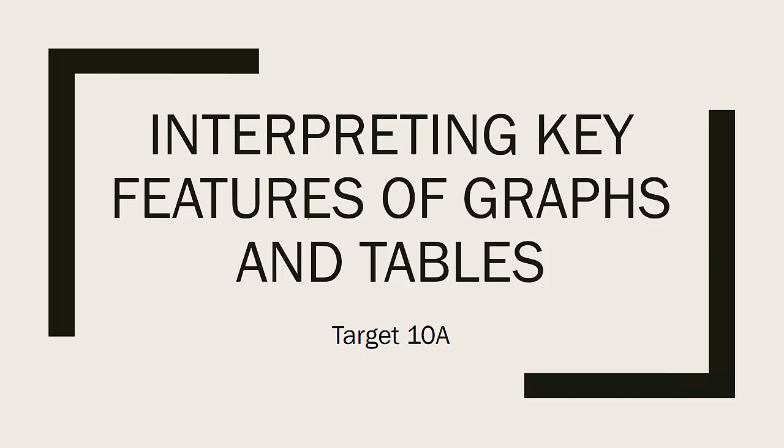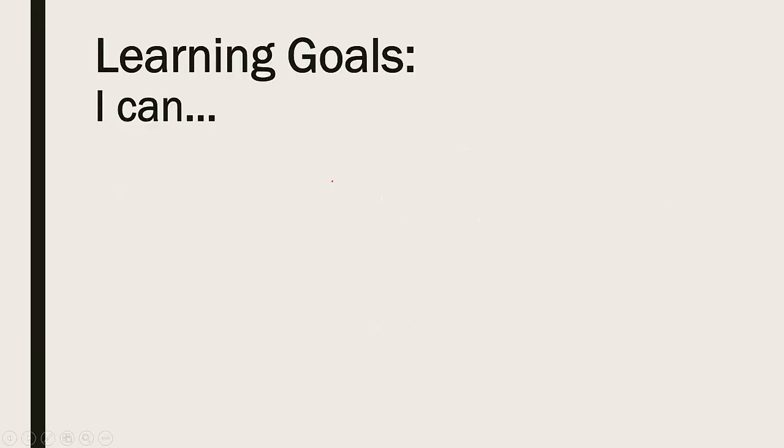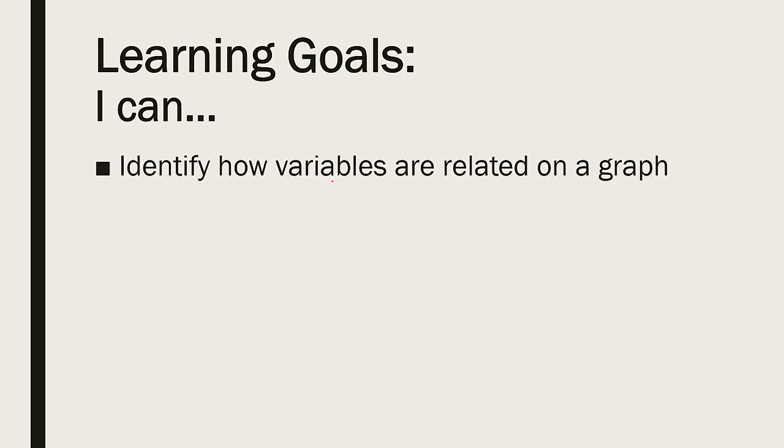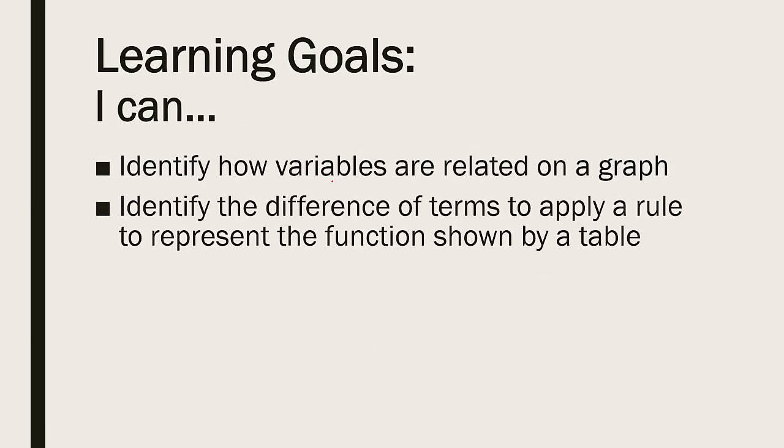All right, so we are on Key Concept 10, and this is the first part, 10A. We are interpreting key features of graphs and tables. Learning goals for this target: I can identify how variables are related on a graph. I can identify the difference of terms to apply a rule to represent the function shown by a table.